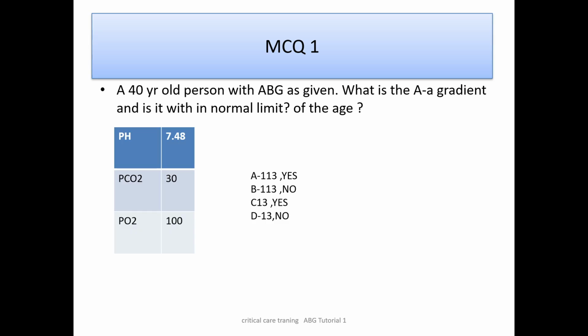So do take time to solve this before we meet in our next session, where we are going to cover the steps in analyzing the ABG, some interesting cases, and we will try to understand the anion gap and delta anion gap.